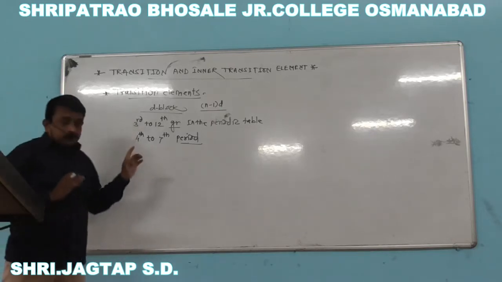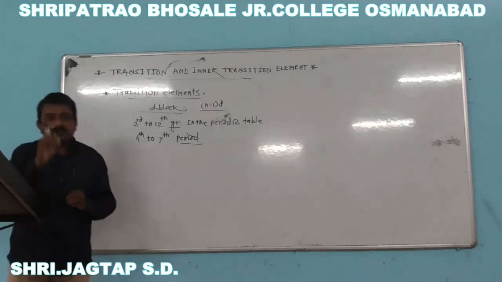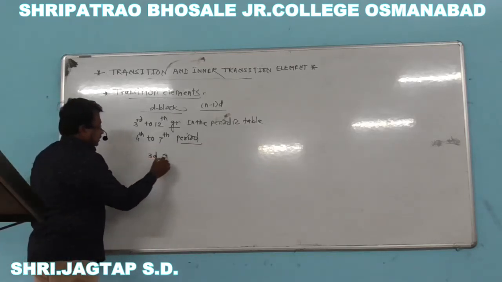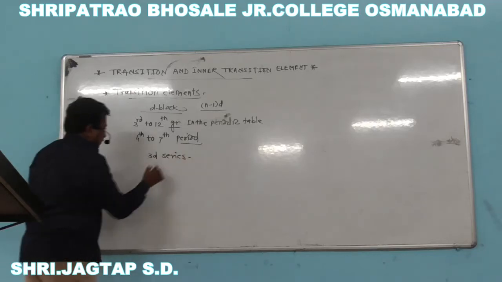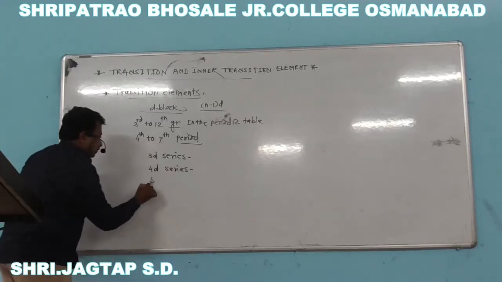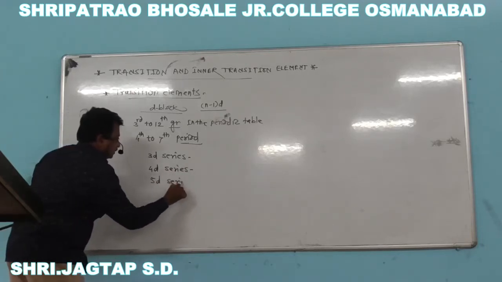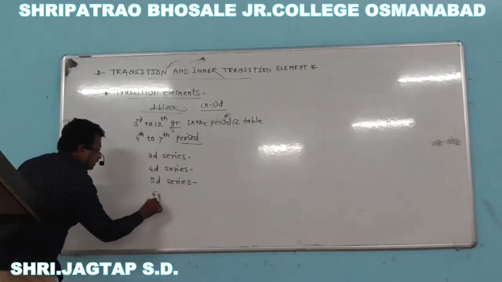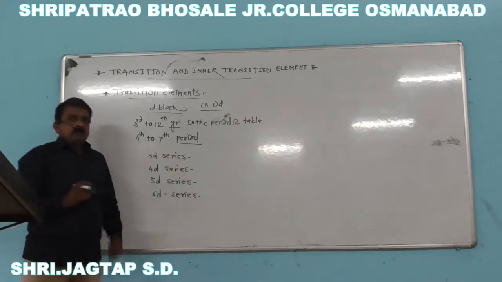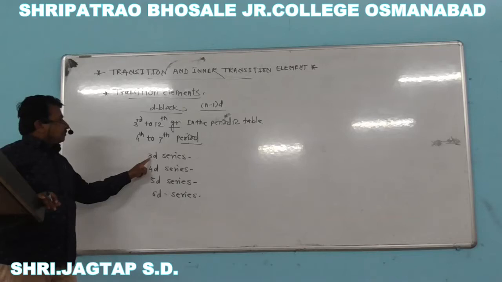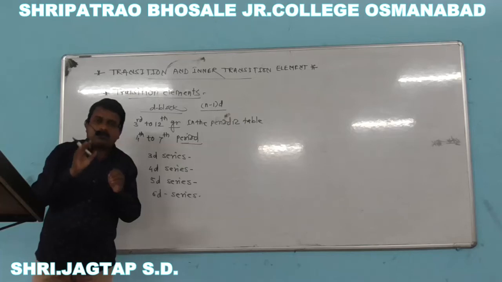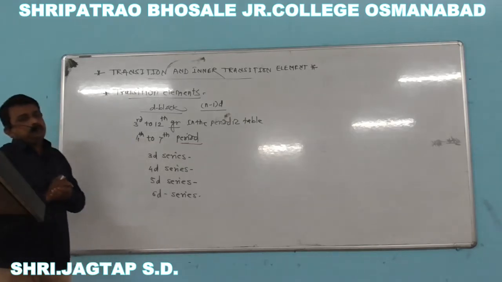These transition elements consist of 4 series: 3d series, 4d series, 5d series and 6d series. In the 3d series, the principal quantum number is 3. That is, the last differentiating electron enters into the 3d orbital.